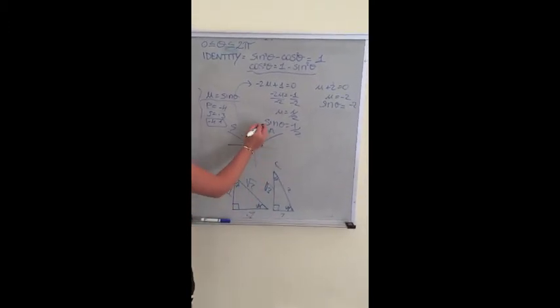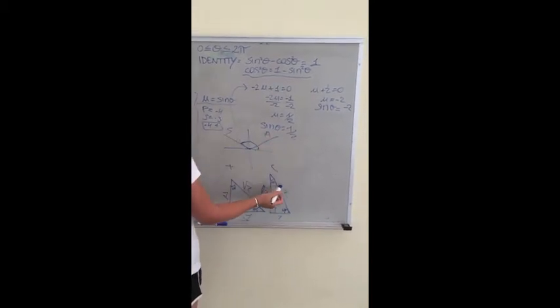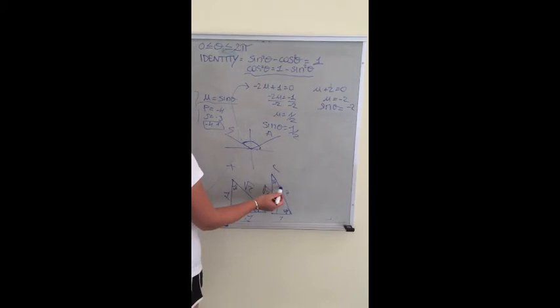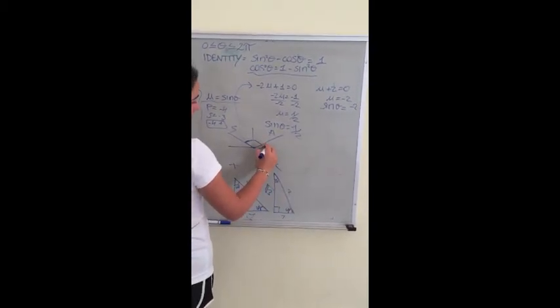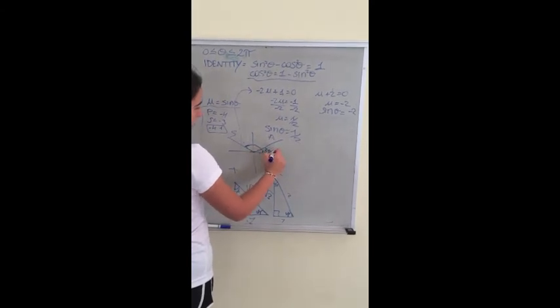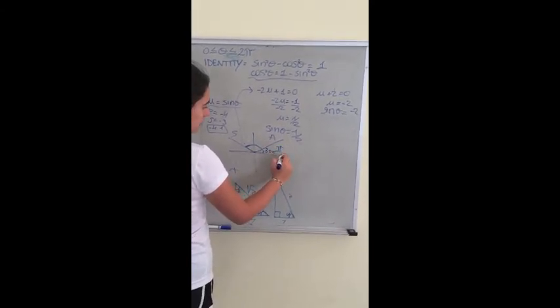Because we know that sine of theta is equal to opposite over hypotenuse, we need to find an angle that has as its opposite a 1, and as its hypotenuse a 2. And that angle is the 30-degree angle. So we know that this angle will be 30, or pi over 6.